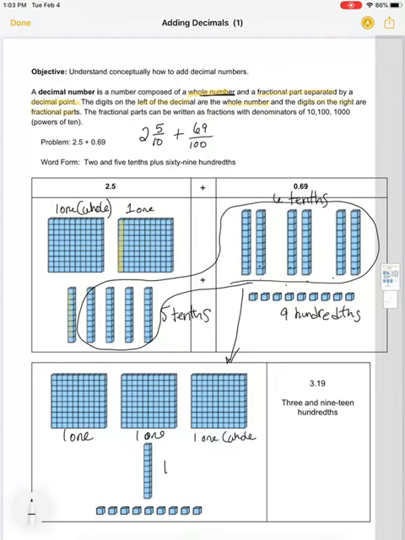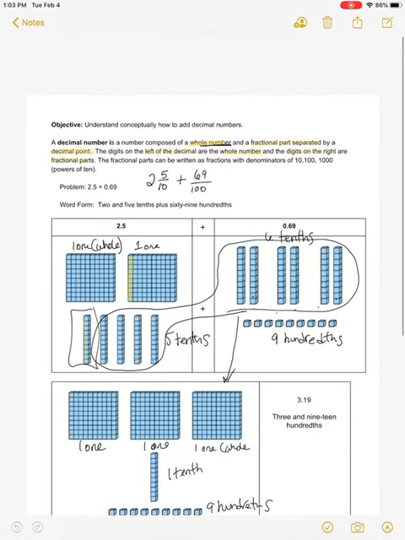You'll see this one up top here, 1/10. And then we have the 9 hundredth size pieces that we still have. So what we have in total is 1, 2, 3, and 19 hundredths. So that's one model that we could use to think about this problem.